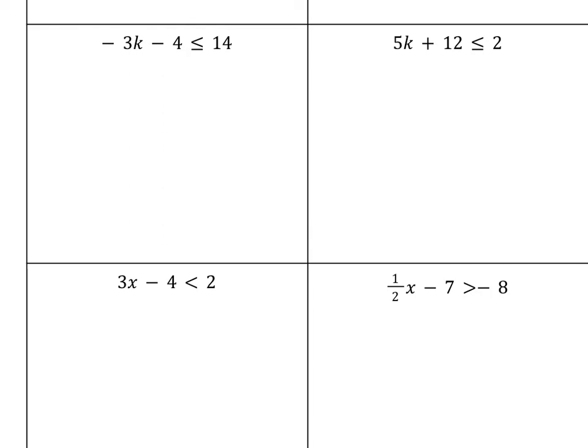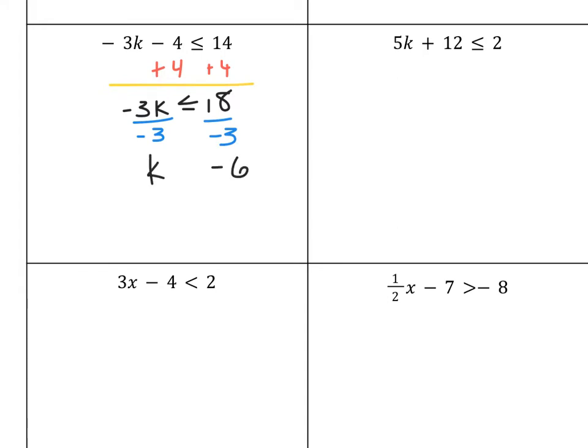So now we're going to do some that are two-step equations. So this first one, we're going to add 4 to both sides. So -3k less than or equal to 18. So -3 times k, we're going to undo with division. So that leaves me with k on the left, -6 on the right. But since I did divide by a negative, I need to reverse my inequality symbol. So now it's a greater than or equal to.